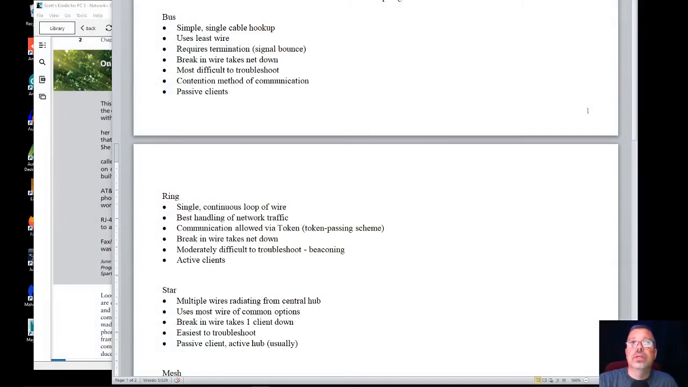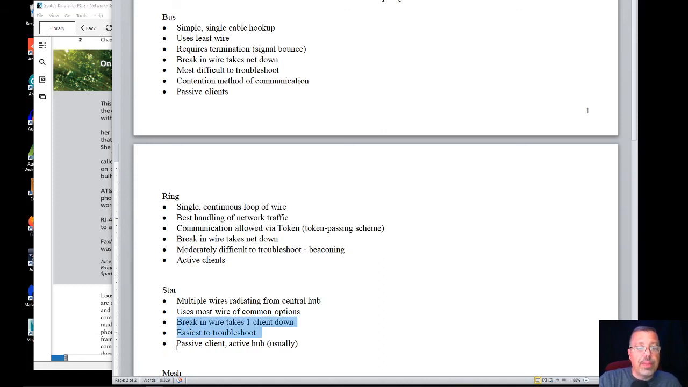So capacity-wise, ring actually has the best capacity. But because it's fairly hard to troubleshoot, and because a single break takes the whole network down, it doesn't get used very much. In star, a break in the wire takes one client down, and it's easiest to troubleshoot. Probably the best choice, and even though it uses the most wire, wire is one of the cheapest things in the entire equation.